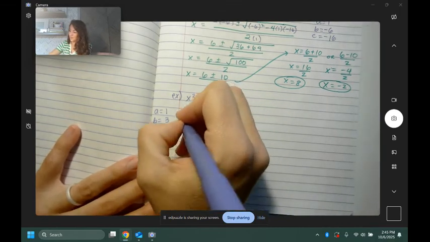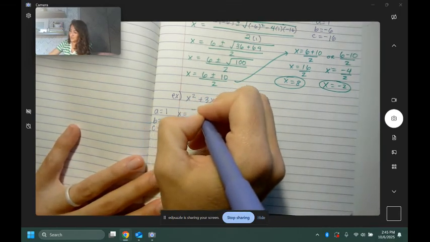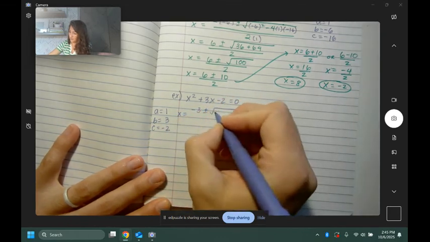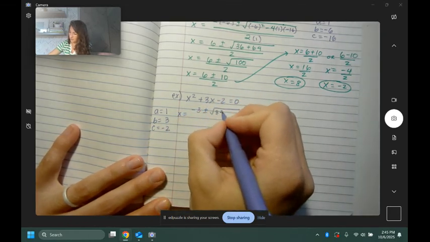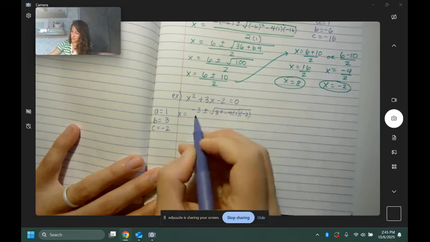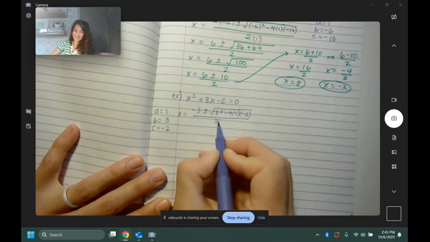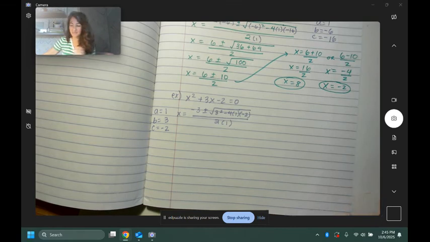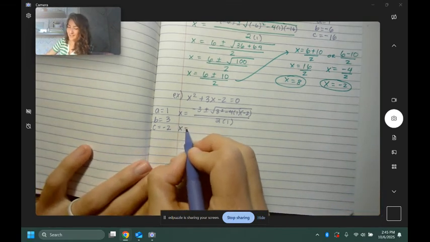Plug it all in. X equals negative 3 plus or minus the square root of 3 squared minus 4 times 1 times negative 2 all over 2 times 1. To this day, I can't really do it without humming that tune. I learned that song 20 years ago.